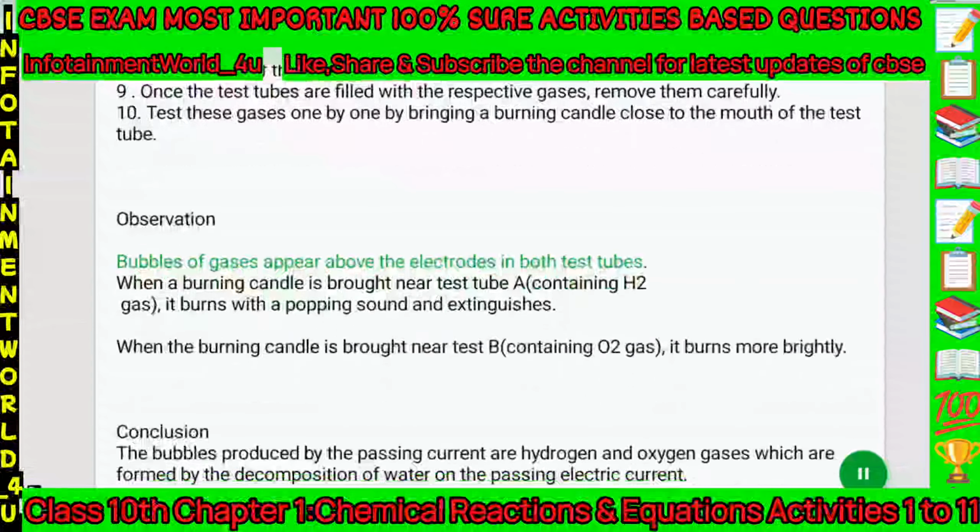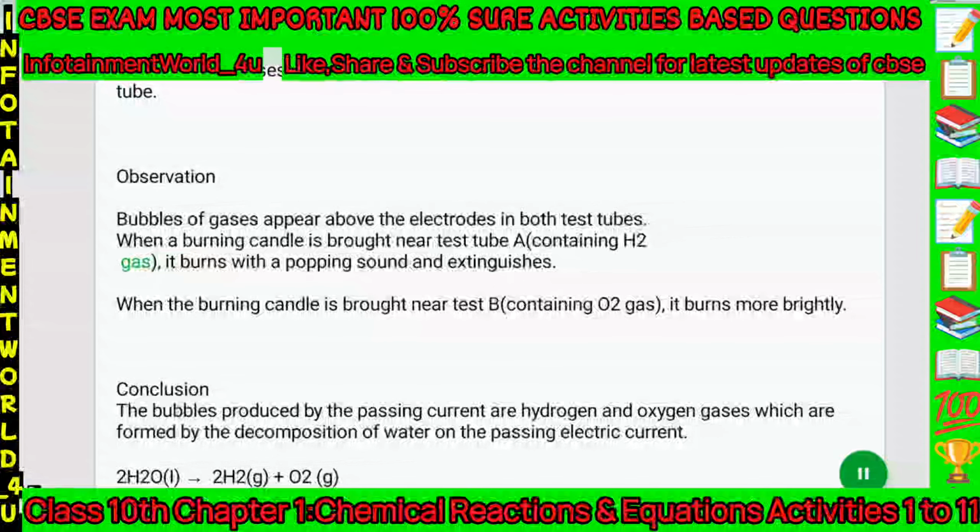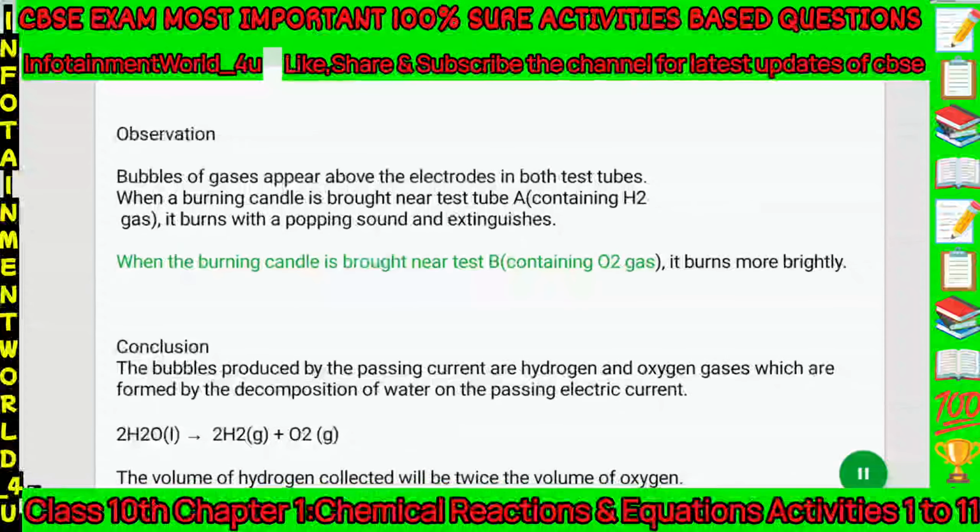Observation: Bubbles of gases appear above the electrodes in both test tubes. When a burning candle is brought near test tube A, containing H2 gas, it burns with a popping sound and extinguishes. When the burning candle is brought near test tube B, containing O2 gas, it burns more brightly.